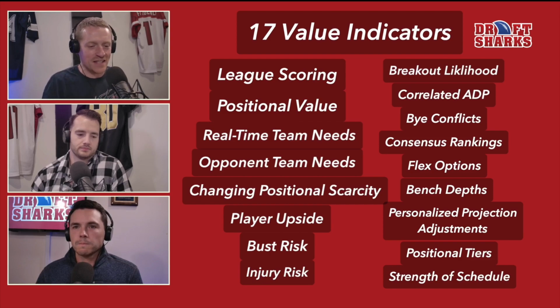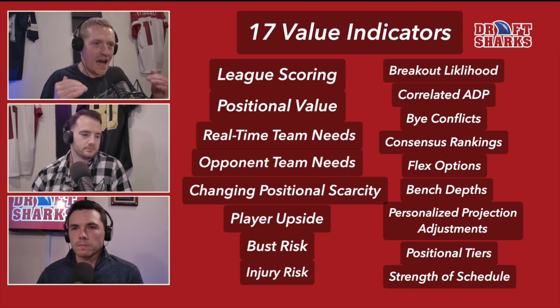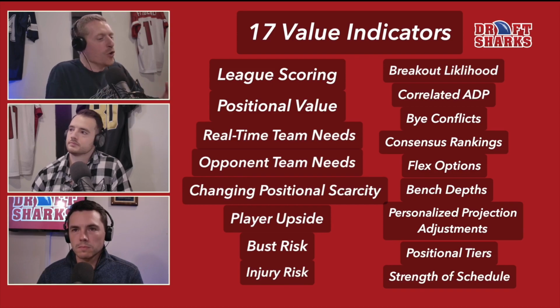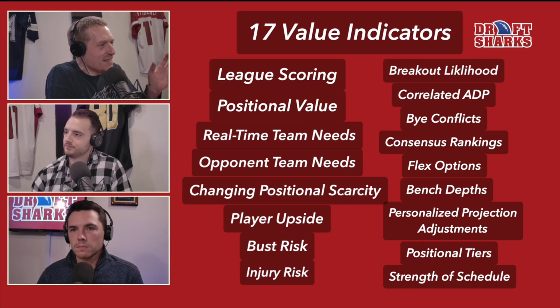Closing out the 17 indicators, positional tiers, obviously those matter because working together with rankings, it shows us the gaps in scoring potential, and then strength of schedule. You know, we don't know that ahead of time, but Alex, it's just one of those likelihood things. We look at somebody who is likely to have a tougher schedule. We factor that in a little bit.